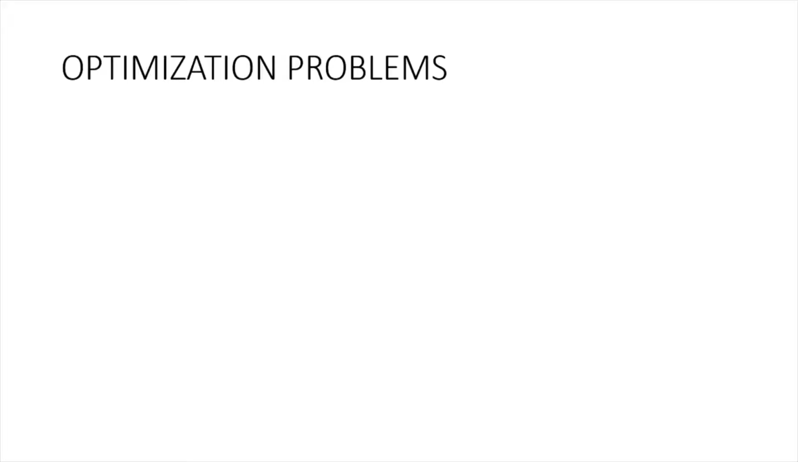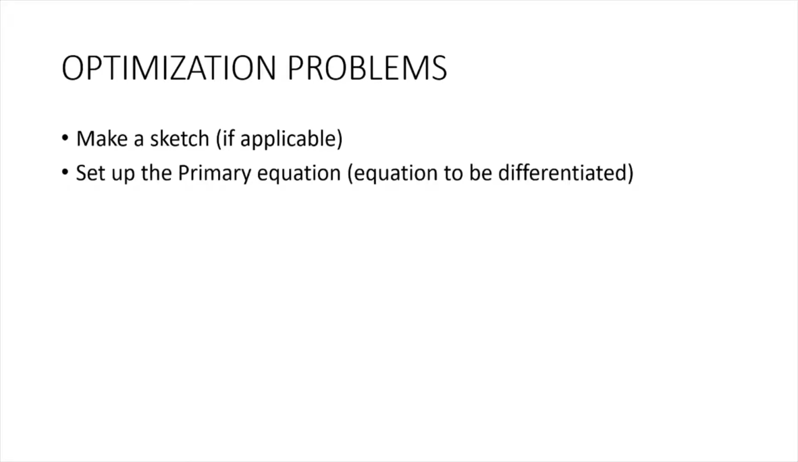To solve optimization problems, we have some guidelines. Number one, if possible, make a sketch, especially if geometric figures are involved. This will give us a clear view of what we are dealing with, so that we can relate the unknown quantities to the known quantities easily. Next, we need to set up the primary equation. This is the equation for the quantity that we need to maximize or minimize. In other words, this equation is the equation to be differentiated.